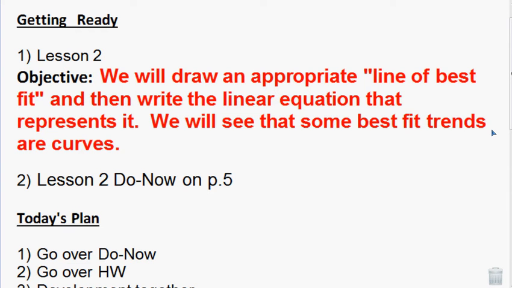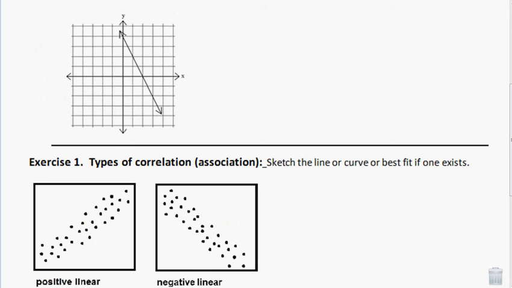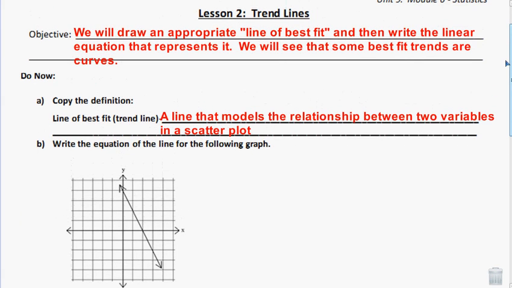If you can copy down the objective and start doing your do now, if you're waiting for others to finish copying, you should also write down what your homework is. Your homework will be to do lesson 2 problem set, which is on pages 8 through 10. So again, just make sure you have the objective down, and the first part of your do now, I have the definition written for you. If you need to have someone pause the video, please raise your hand and they'll do so.